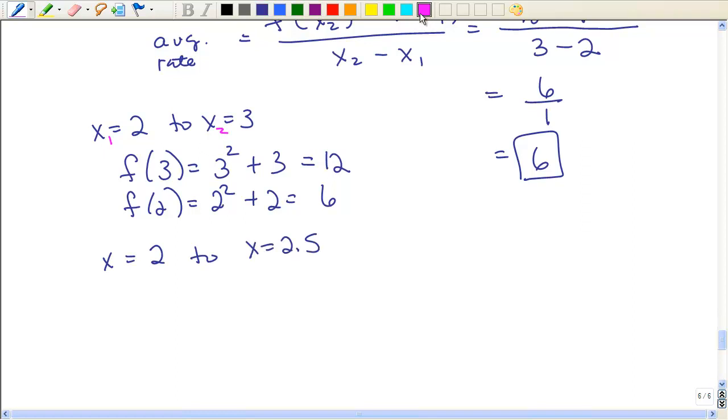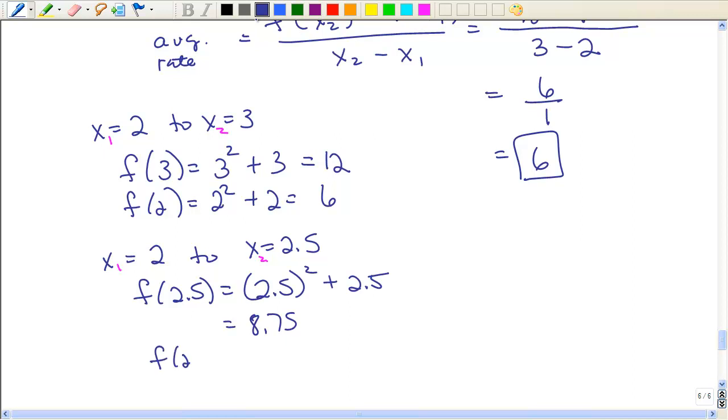They also ask you to find it from x equals 2 to x equals 2.5. They're just trying to go back to that idea. The secant line, as those two dots get closer and closer and closer, you're eventually going to arrive at the slope of the tangent line. Right? So we're going to do the same thing.